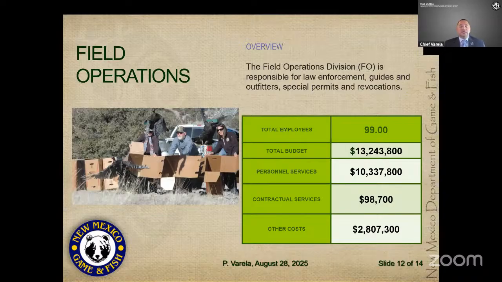The next division is our Field Operations Division, which is responsible for law enforcement, guides and outfitters, special permits and revocations. It supports 99 total full-time equivalent employees. The total budget is 13.2 million. 10.3 million are for personnel services, 98,700 for contractual services, and 2.8 million for other costs.